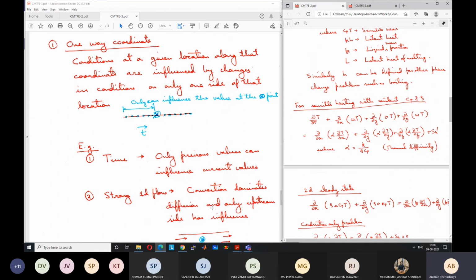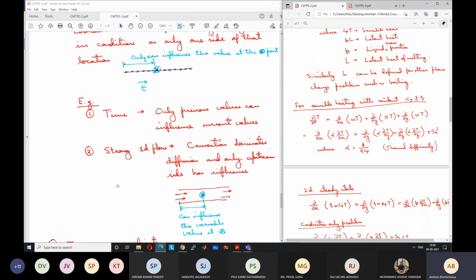Strong 1D flow is also a one-way coordinate. It's not that only time can be a one-way coordinate. Strong 1D flow can also be one. So a flow is occurring in a pipe with a strong velocity. If I put a drop of ink at this point, because of the strong flow from the left to the right, this drop of ink cannot go in the left direction. There will be some diffusion, but the diffusion will be so small compared to the flow that it will have no part. So the drop of ink will only influence the mixture in the downstream direction.